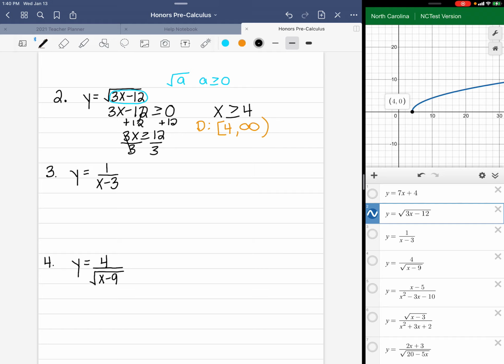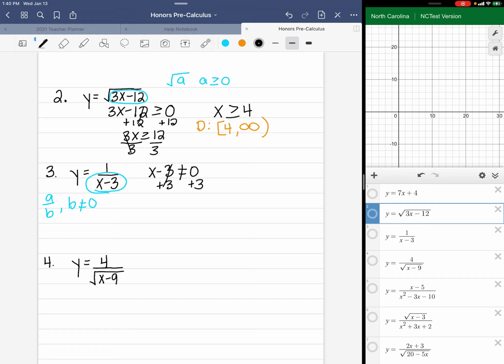All right, looking at number 3, I have a fraction for this one. So when I have the fraction, I'm going to be able to just say that my denominator cannot be equal to 0. So I'm going to do just that. I'm going to take my denominator and I'm going to say that x minus 3 cannot equal 0. And I'm going to solve this one.